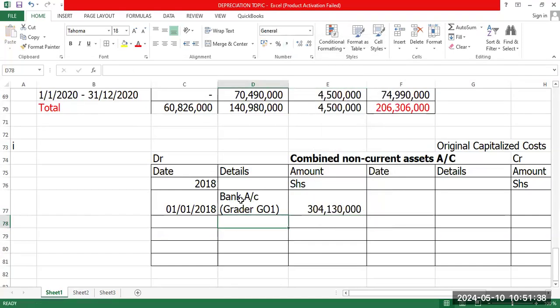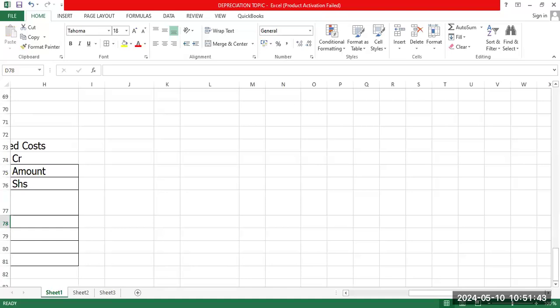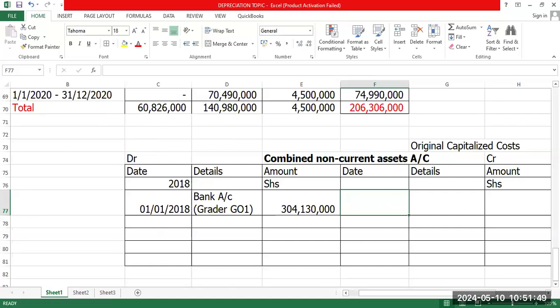So it means that when you open your bank account, you will credit it, but I want to handle one by one so that we don't over confuse. Did we purchase any other asset in 2018? No. So if the answer is no, we close off this year.